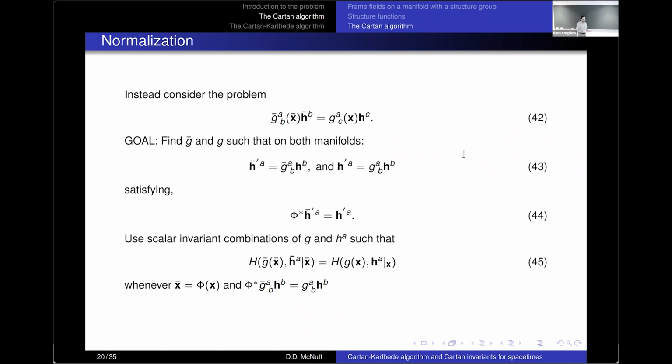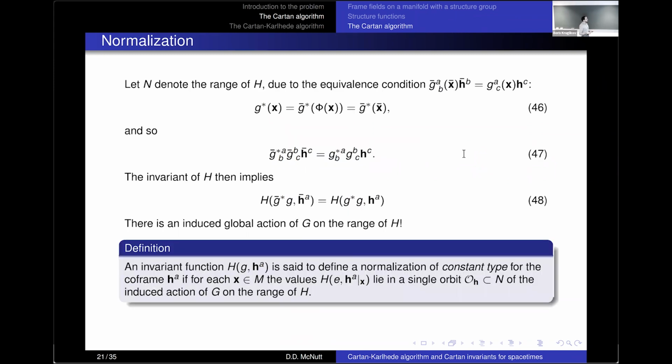What can we do? Well, before I answer that question, I'm going to introduce another thing, which is a little bit about normalization. And we're going to talk about what we can do with these invariant combinations. So I'm going to let n denote the range of this H scalar. And because of this equivalence condition, again, I've just written equation 44 in its ugly form in the sentence above equation 46. If I have another g-valued function, I can think of this as a pullback. So g star is equal to g bar star on the coordinates of x bar. And so if I apply that onto both sides, the invariance of H implies that I can actually replace G with G star G. And the bars didn't render, I'm very sorry. So that should be G bar star times G bar. And similar.